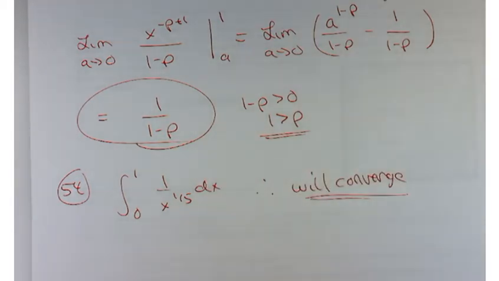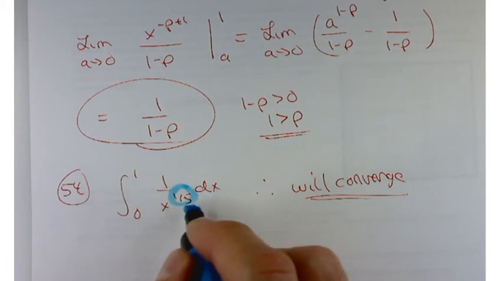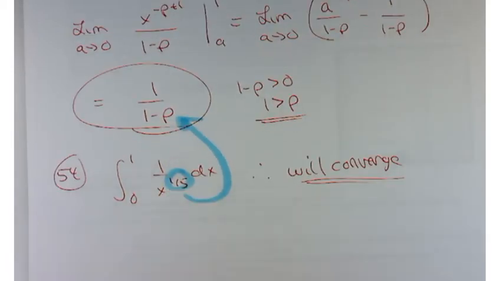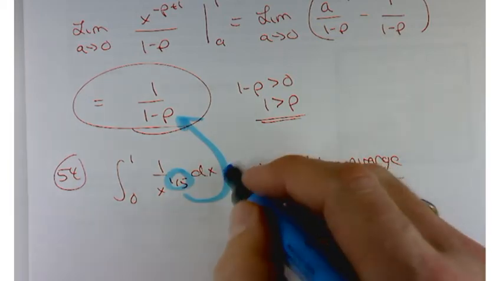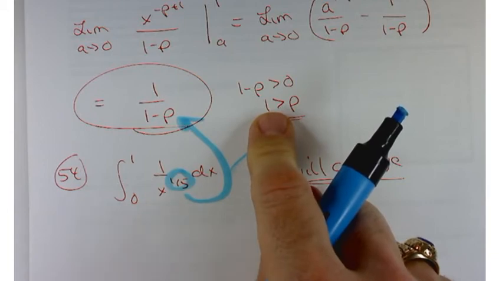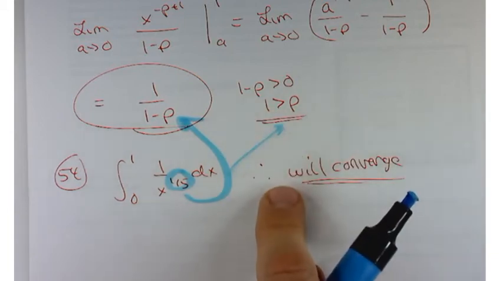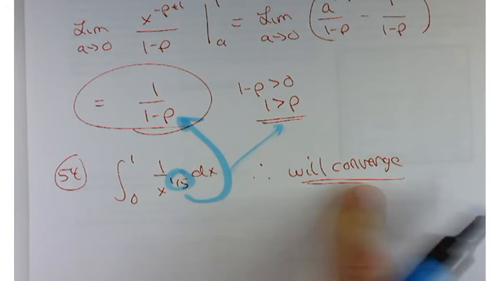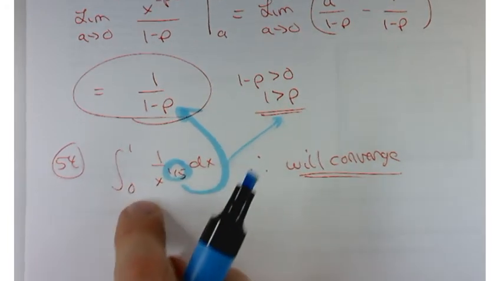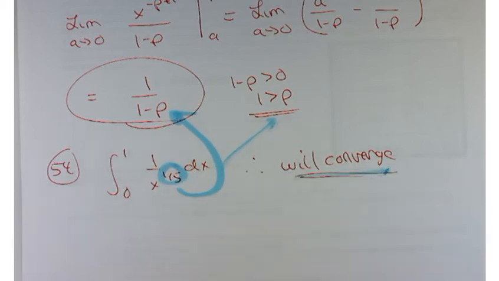This value right here. Let me find a different marker. There. This value right here is our value for p. And so, in the right circumstances, that is, if p is less than 1, then that integral will converge. You'll get a nice finite value. So when you integrate stuff like this, you say, okay, yeah, that'll work. You can just look at this integral and know that it will converge.